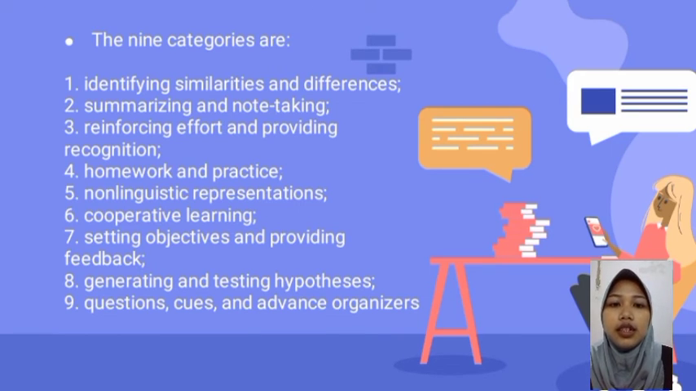Okay, the 9 categories. Number 1, similarities and differences. The ability to determine how things are similar and different is instrumental and crucial to most forms of understanding. Number 2, summarizing and note taking. Summarizing and note taking have proven themselves to be highly effective instructional activities for both adolescents and adult learners.